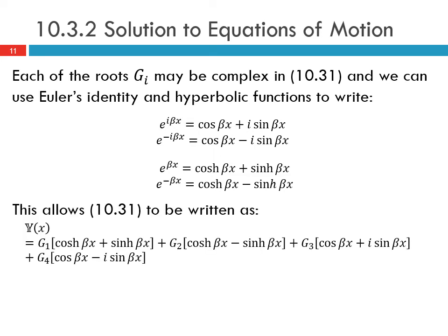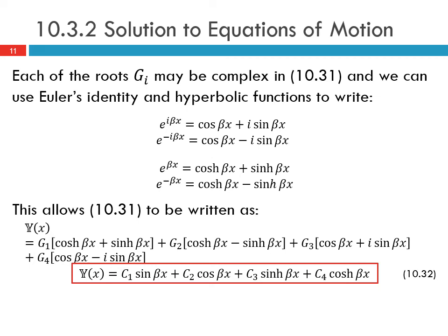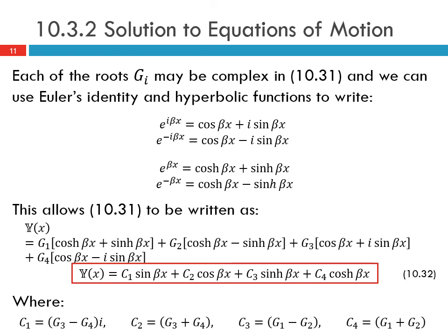So this allows us to write this equation 10.31 as y of x is equal to G1 times cosh beta x plus sinh beta x, plus G2 times cosh beta x minus sinh beta x, plus G3 times cos beta x plus i sin beta x, plus G4 times cos beta x minus i sin beta x. Or we can write this as C1 sin beta x plus C2 cos beta x plus C3 sinh beta x plus C4 cosh beta x, where these C's are just combinations of our G's, G1, G2, G3, and G4, as shown here.